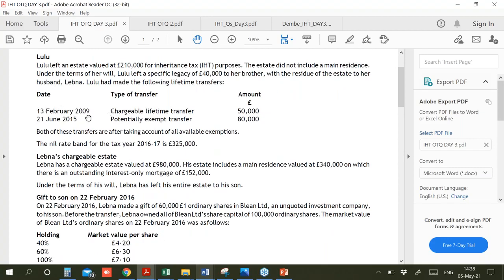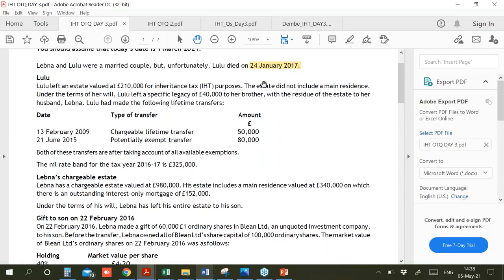13th February 2009, chargeable lifetime transfer of 50,000, and 21st June 2015, potentially exempt transfer of 80,000. Now, if you look at the date of her death, that is 24 January 2017, I can tell you that one of the gifts is exempt. You tell me which one, the first one or the second one.